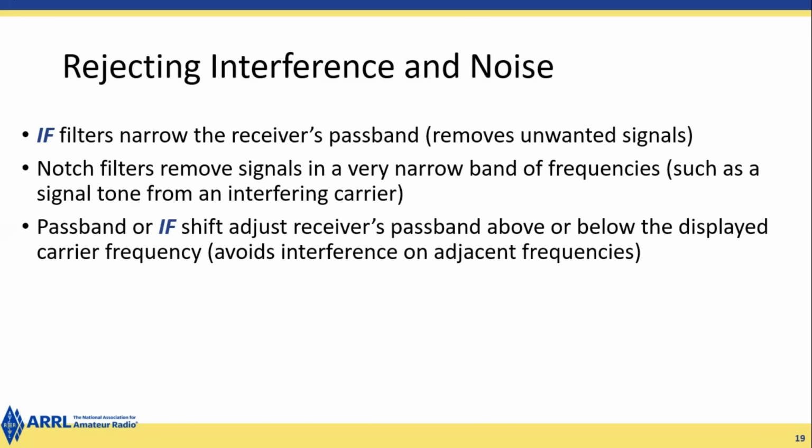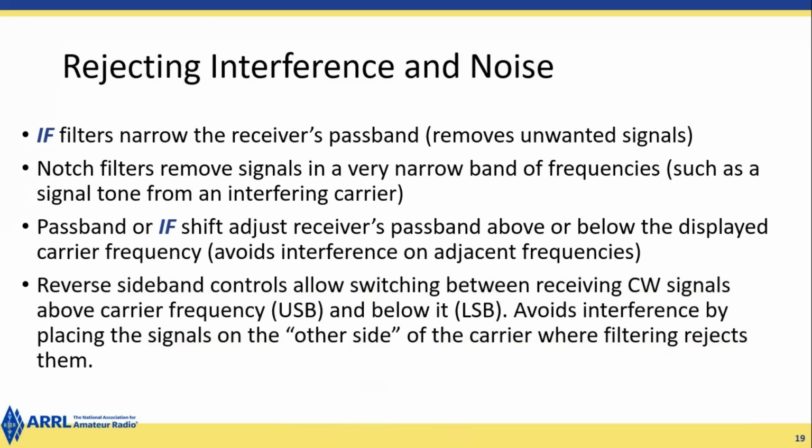On the passband or IF shift, adjust the receiver's passband above and below the displayed carrier frequency. So if you're on single sideband and you have some crash noise over here, you can sometimes just move it a little bit and get that out of your way. It also keeps you from interfering with the other folks. Reverse sideband controls allow switching between received CW signals above carrier frequency, LSB, and below, USB. This avoids interference by placing the signals on the other side of the carrier where filtering rejects them. So that's another technique you can use.